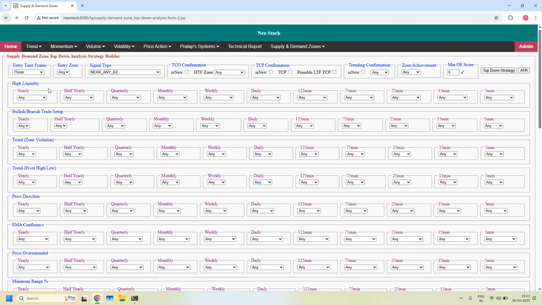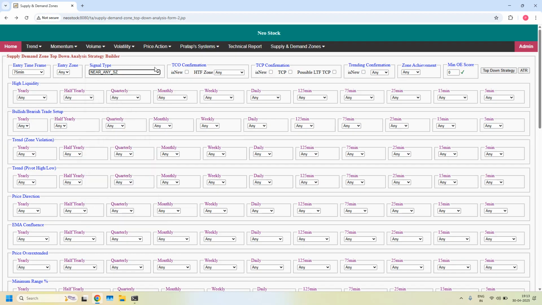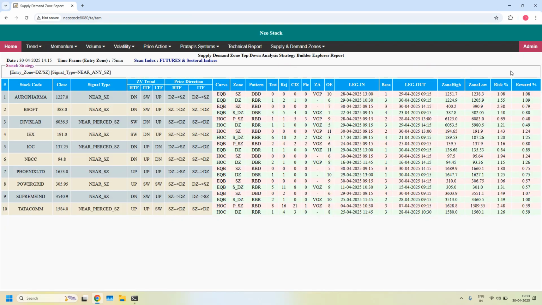Next, for 75 minutes time frame, let us find the stocks near to the 75 minute supply zone. We got 10 stocks. Let us identify high liquidity supply zones from this list. No, we don't have any 75 minutes high liquidity supply zones from this list.